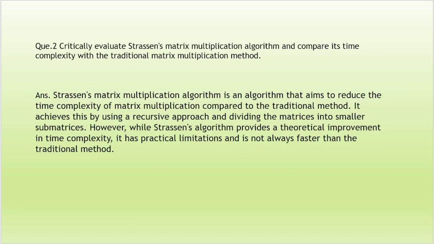The second question is: critically evaluate Strassen's matrix multiplication algorithm and compare its time complexity with the traditional matrix multiplication method. The answer: Strassen's matrix multiplication algorithm aims to reduce the time complexity of matrix multiplication compared to the traditional method. It achieves this by using a recursive approach and dividing the matrices into smaller submatrices. However, while Strassen's algorithm provides a theoretical improvement in time complexity, it has practical limitations and is not always faster than the traditional method.